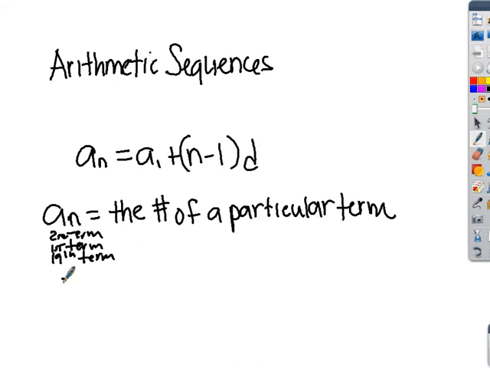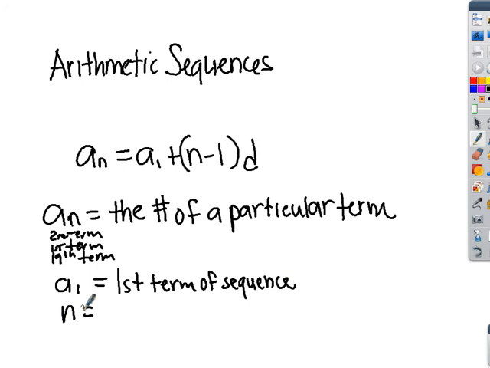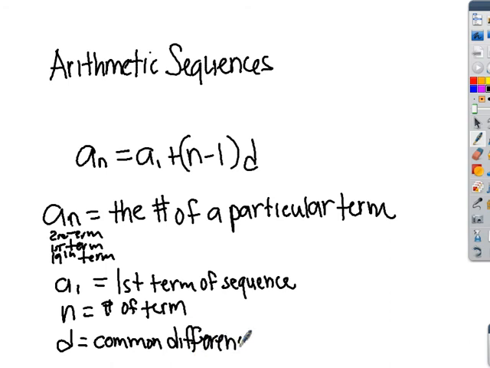A sub 1, well, you should be able to figure that out based on what I just told you about a sub n. A sub 1 is actually the first term of your sequence. N, again, that's the number of the term. And d, that is known as your common difference. Okay, so let's get started and see if we can work some of these examples together. Here we go.